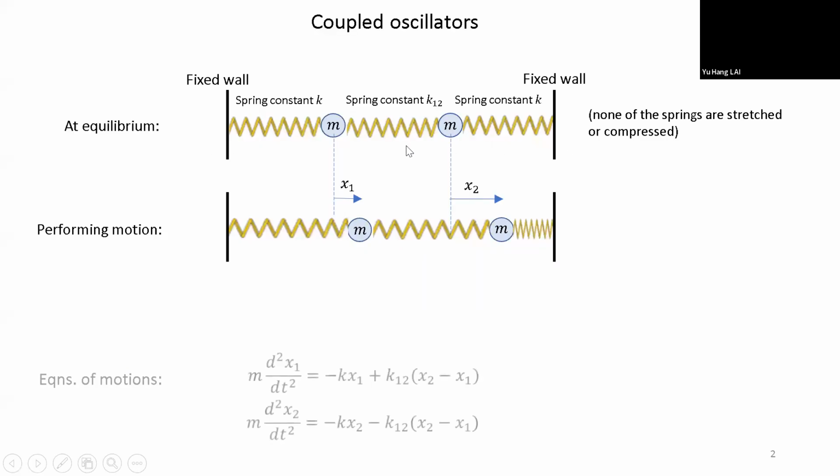Now suppose you disturb the system to make them move. Both particles will have their own displacements as a function of time. The displacement from the equilibrium position of the first mass I call x1, and the displacement of the second particle from its equilibrium position I call x2.